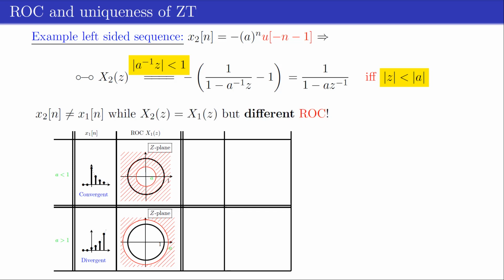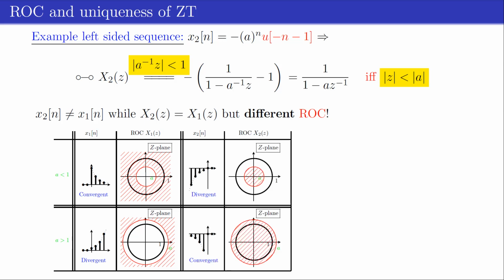From this example, it follows that although the sequences x1[n] and x2[n] are different, their z transforms X1(z) and X2(z) are the same, but with different regions of convergence. The regions of convergence of divergent and convergent left-sided sequences are indicated in the table. From this table it follows that the z transform X(z) is only uniquely related to the sequence x[n] if we know the region of convergence. Hence, the z transform must always be specified with its region of convergence.